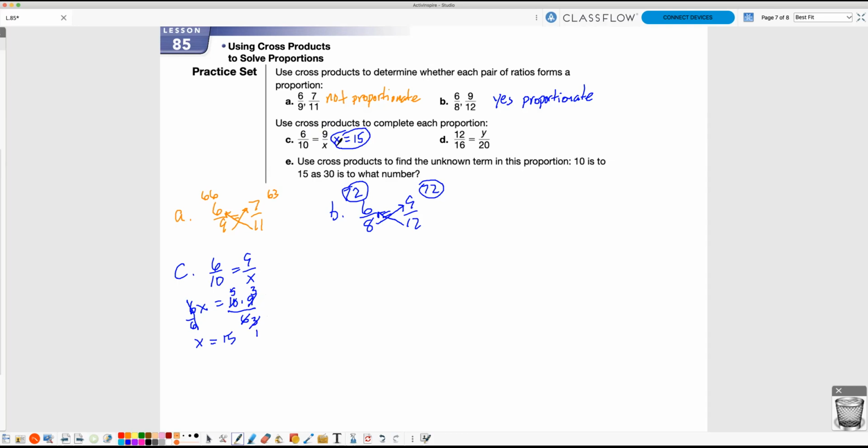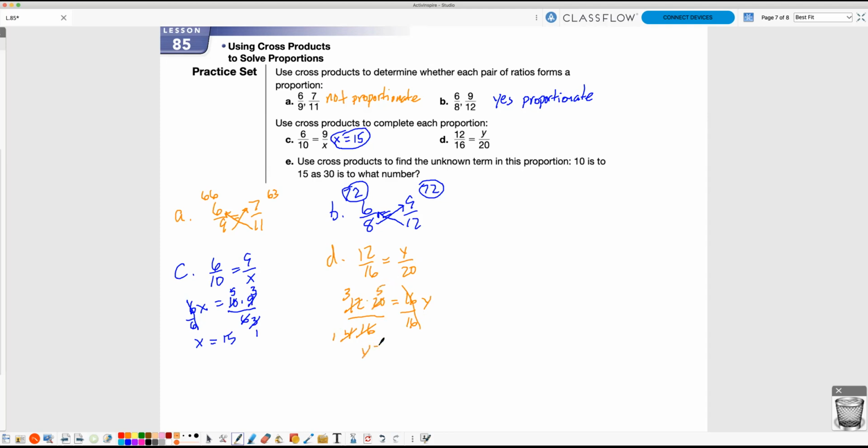That would be the thing that would allow us to complete the proportion: 6/9 equals 9/15. Letter D, 12 is to 16 as what number is to 20? So I have to make the equation 12 times 20 equals 16 times y. And I'm going to divide by 16 on this side, and then divide by 16 on this side. These are both divisible by 4. 12 divided by 4 is 3. 16 divided by 4 is 4. 4 divided by 4 is 1. And 20 divided by 4 is 5.